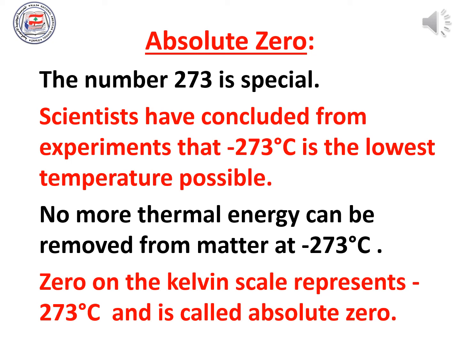0 on the Kelvin scale represents negative 273 degrees Celsius, and this is called the absolute zero. So the absolute zero is 0 on the Kelvin scale and negative 273 degrees Celsius on the Celsius scale, and it is the lowest temperature possible.